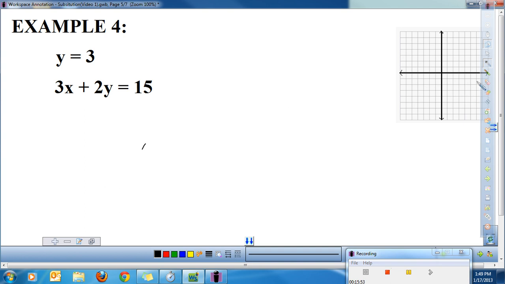Alright, now example 4 looks like an example we did before. So what I want you to do right now is just pause the video, try this on your own, see if you can get it, and then I'm still going to walk you through the whole video so you can see what it looks like.